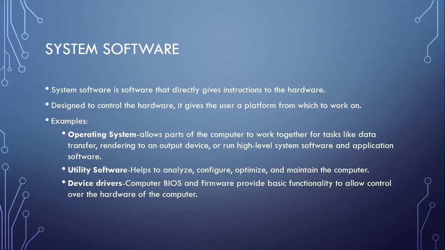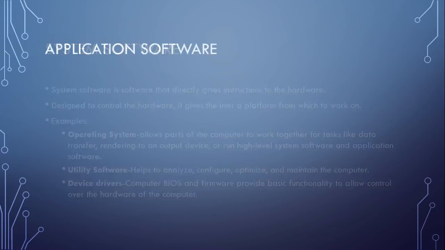Or even something like WinRAR or 7-zip, those kinds of applications which compress files are considered utility software because they're using something that interacts with the system, not ultimately giving the user a different kind of experience. And we'll talk about that in a second. And then you have device drivers, which are the computer BIOS, and firmware, which can provide basic functionality to allow control over the hardware of the computer. This includes things such as your display drivers, or maybe an audio driver or something like that. These are those kinds of software.